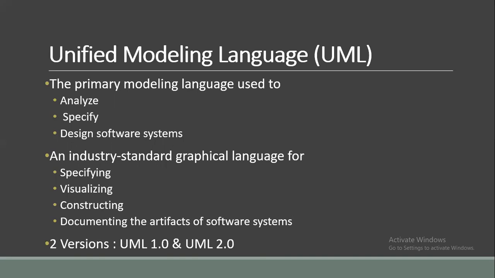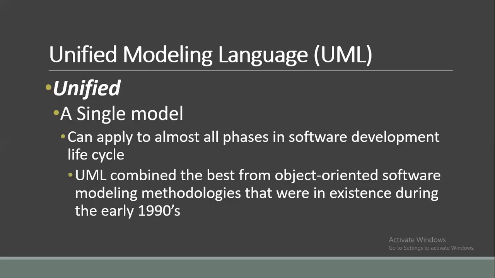It's a primary modeling language. Basically, UML is used to analyze, specify, and design software systems. UML is an industry-standard graphical language to specify, visualize, construct, and document the different artifacts of the software system. We have two versions so far, 1 and 2.